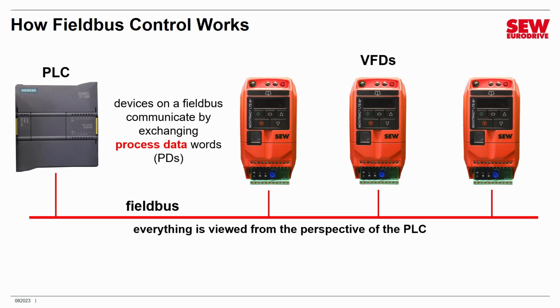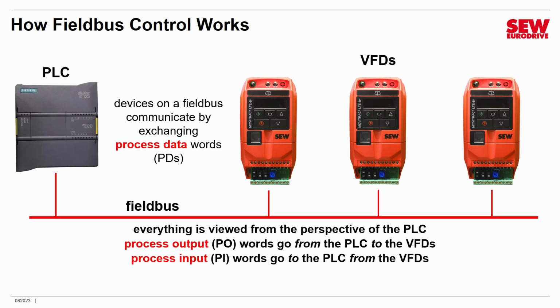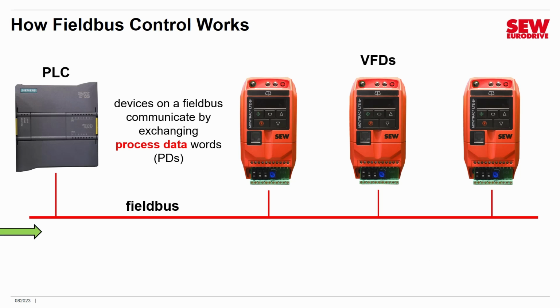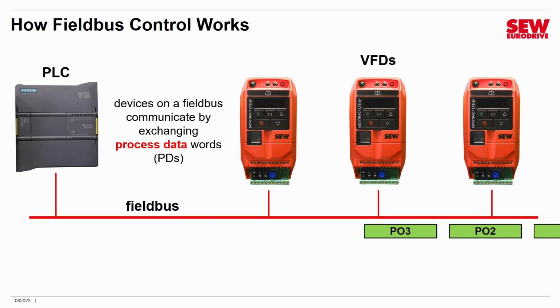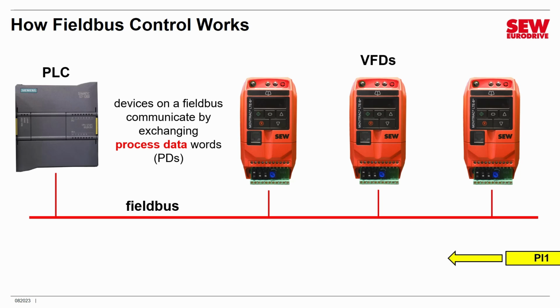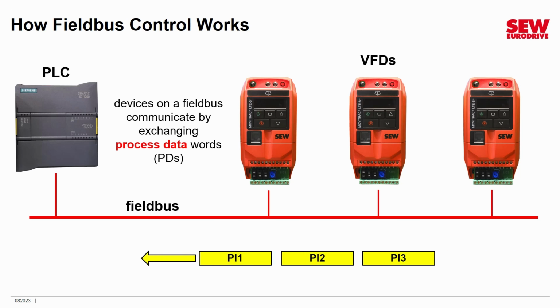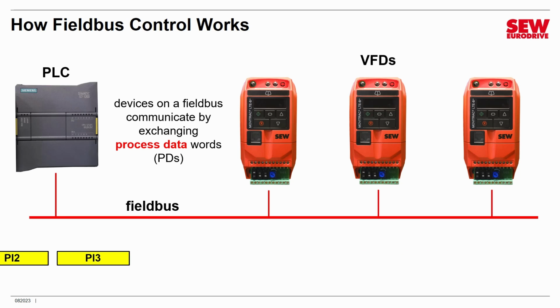Now, the first process data word type is the process output or PO word. It goes out from the PLC to the VFDs. That's a good way to remember it. And it carries things like commands and operating parameters. Process input words, or PIs, go to the PLC from the VFDs. In other words, they go into the PLC. So this is kind of the idea here. POs go out from the PLC to the different VFDs, giving them commands, telling them what to do. And then the VFDs report back with PIs, which provide status information so the PLC knows what's going on. That's the general picture of how field bus control works.